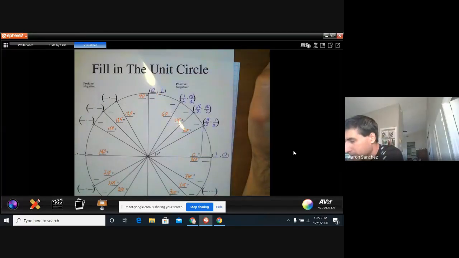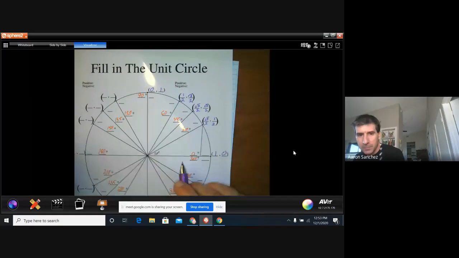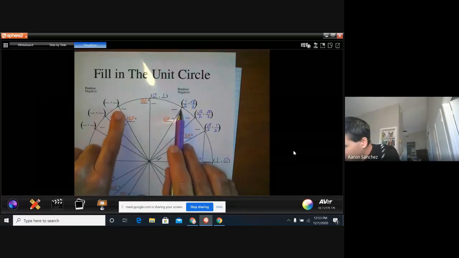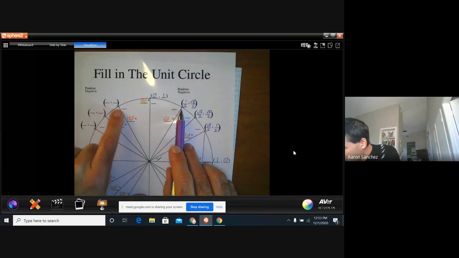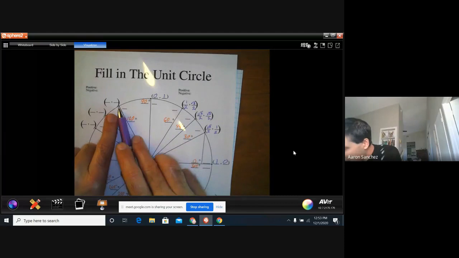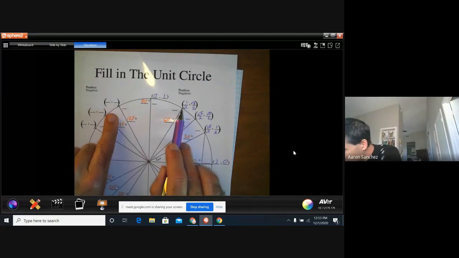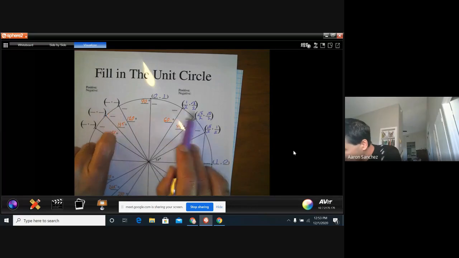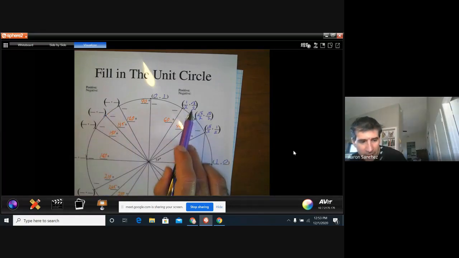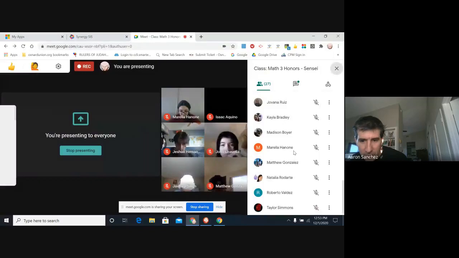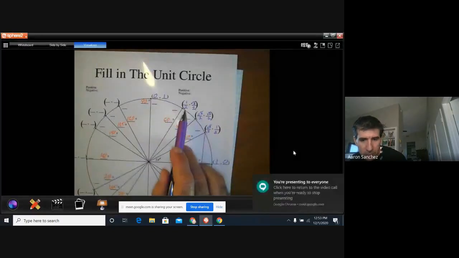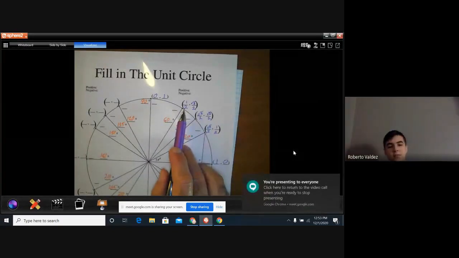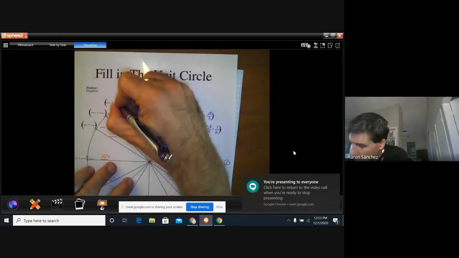Okay, now look. Everyone look here. Look at this point right here, this point with my purple pen and this point with my finger. How high is this point? How high is that point right there? Let's go with Roberto. √3/2. That's how high it is. Yep, that's how high it is.